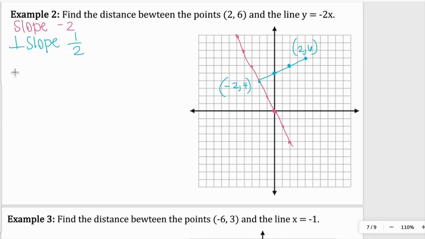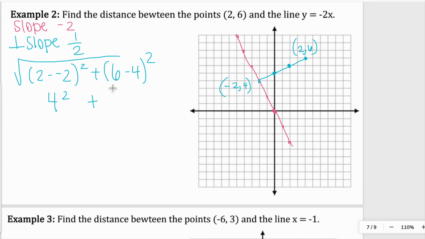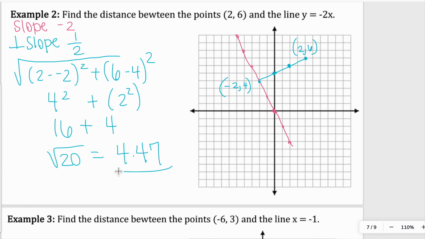Okay, so the distance between those, again, let's use that distance formula. I'm going to do 2 minus negative 2 for my x2 minus x1, plus (6 minus 4) squared. 2 minus negative 2 is 4 squared, and 6 minus 4 is 2 squared. Looking kind of like the one we just figured out. 16 and 4, adding those together gives me 20, so the square root of 20 is about 4.47.